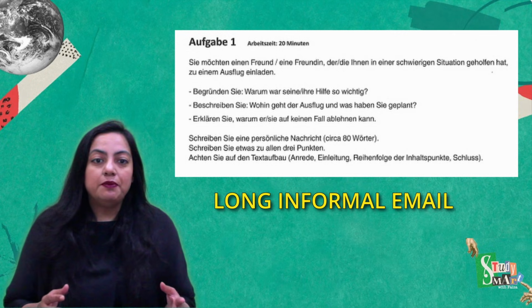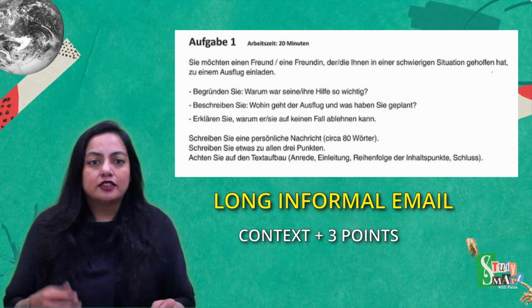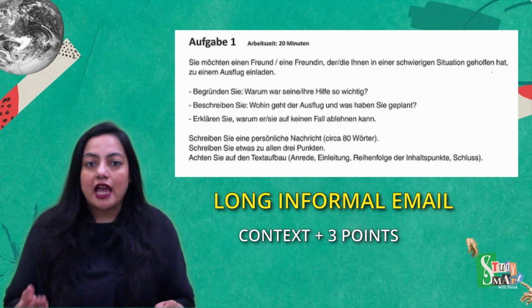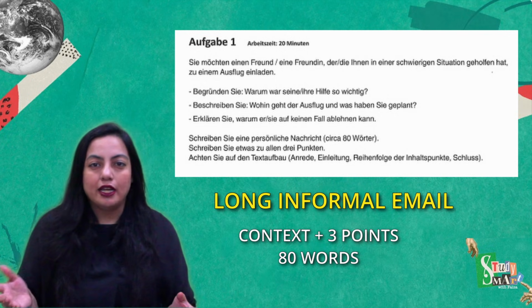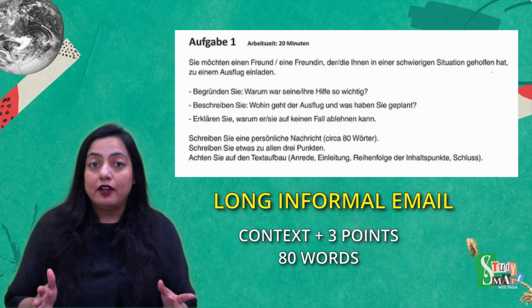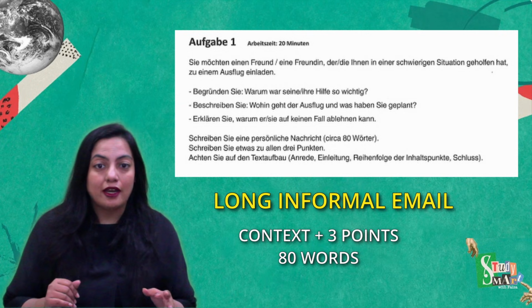So this will always be an informal long email to a friend. Some context or background will be given in the question and you will be given 3 points that need to be elaborated in the email. The word count should be around 80 words. Again, be very mindful of how much space you will need to write the email in your handwriting.